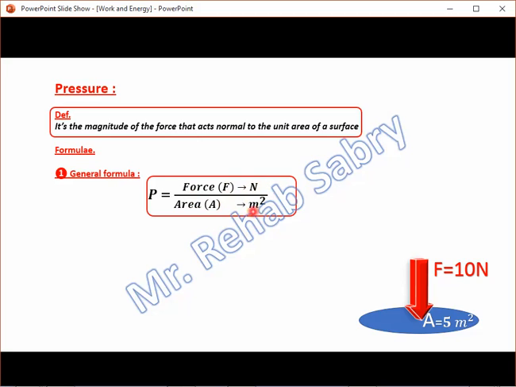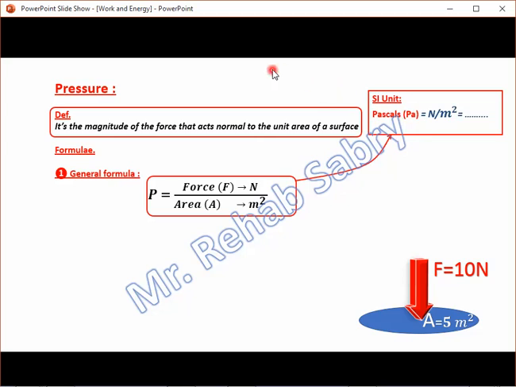So we can logically conclude that the expected measuring unit of pressure is Newton per meter squared. Newton per meter squared. But in fact, after a very famous scientist who was called Pascal, we call the Newton per meter squared a Pascal. Okay, so here the SI unit is Pascal, Pa, okay, where Pa stands for Pascal, which is equal to Newton per meter squared.